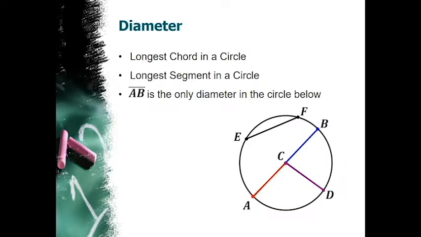Now, since we've been talking about chords so much, we can't leave out the longest chord in the circle. The longest chord in the circle has a special name. It's probably one that you already know. It's called the diameter. The diameter is not just the longest chord in the circle, it's also the longest segment in the circle. AB is our diameter here. There's only one diameter that I have drawn in this, even though there's an infinite number of diameters within a circle. Our diameter here would be AB. It stretches all the way across. It is made up of 2 radii.